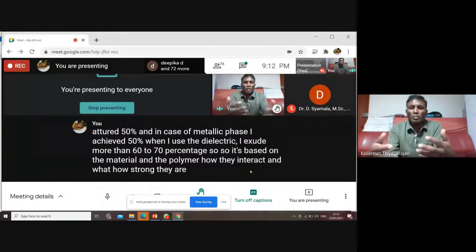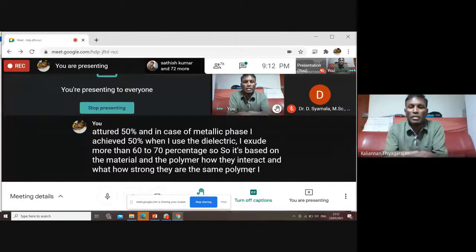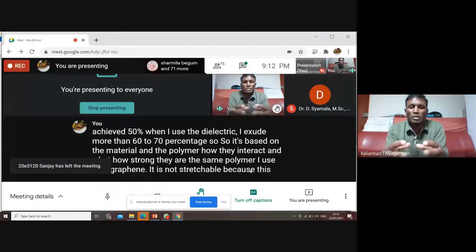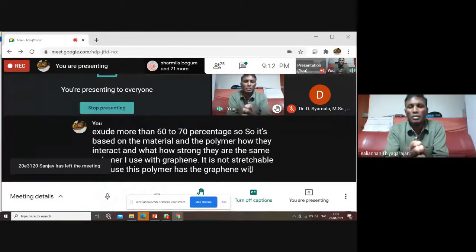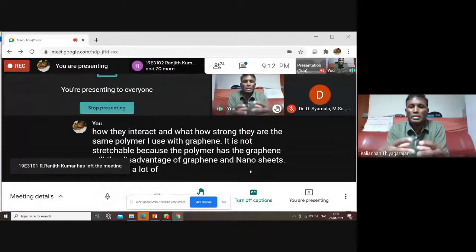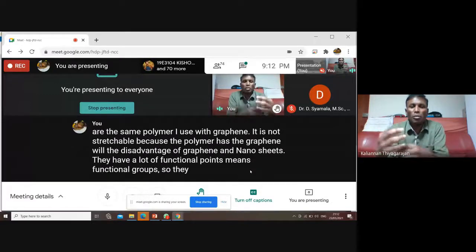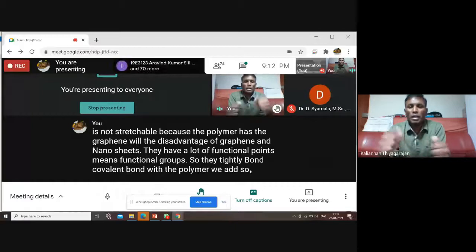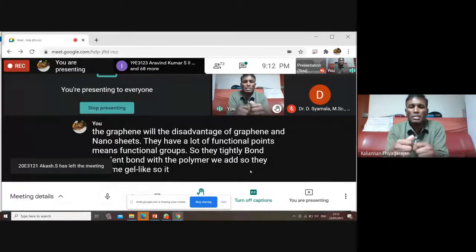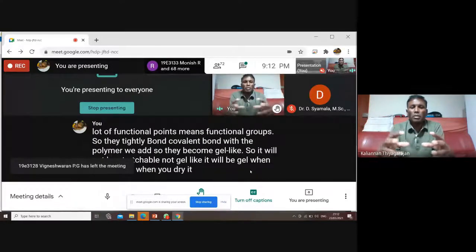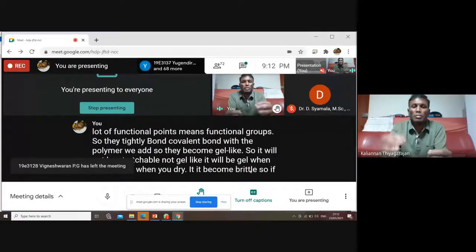The same polymer I use with graphene is not stretchable, because of the disadvantage of graphene nanosheets: they have a lot of functional groups. So they bond tightly, covalently, with the polymer we add, and they become gel-like. It will not be stretchable. When you dry it, it becomes brittle.